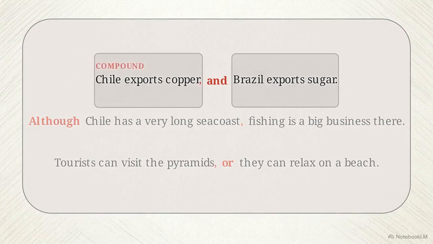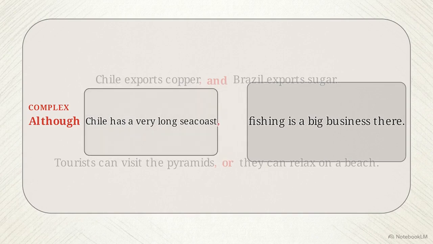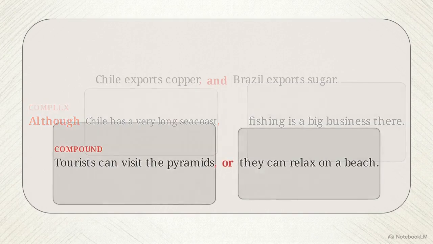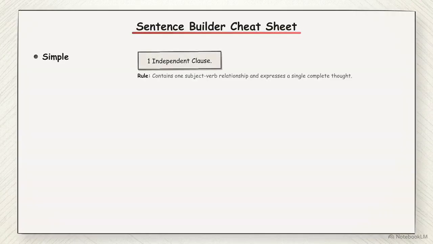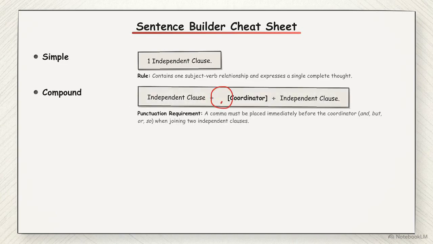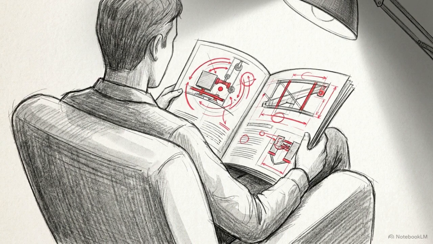We start with a compound sentence using and. We follow it with a complex sentence using although to subordinate the first clause. Finally, we close with another compound sentence using or to connect two independent options. Here is your sentence builder cheat sheet, outlining the core structural formulas and punctuation rules for all three types. Feel free to take a screenshot. Mastering sentence variety transforms technically correct writing into professional, engaging communication that holds your reader's attention from the first word to the last.